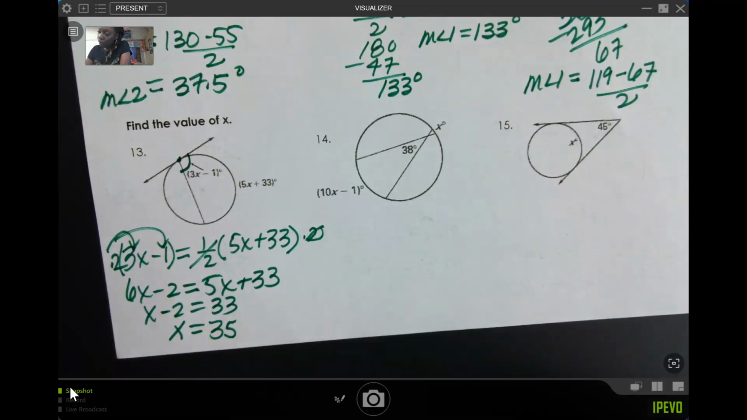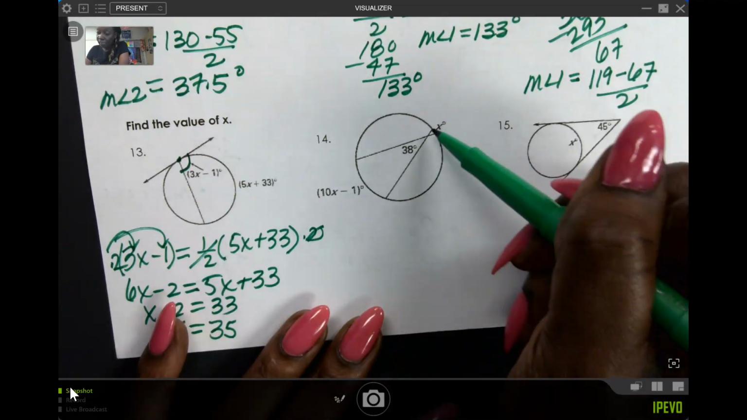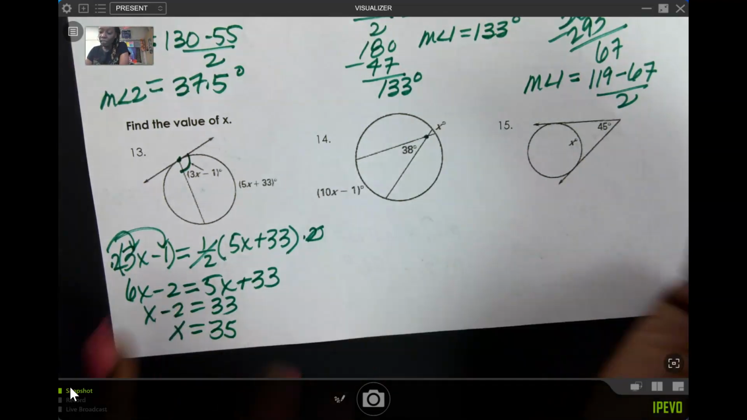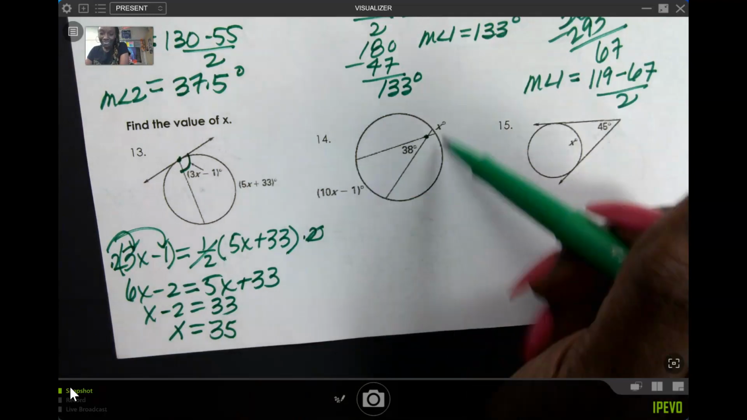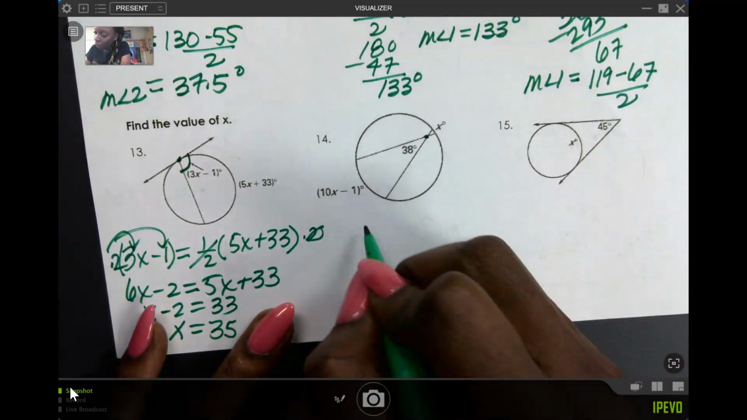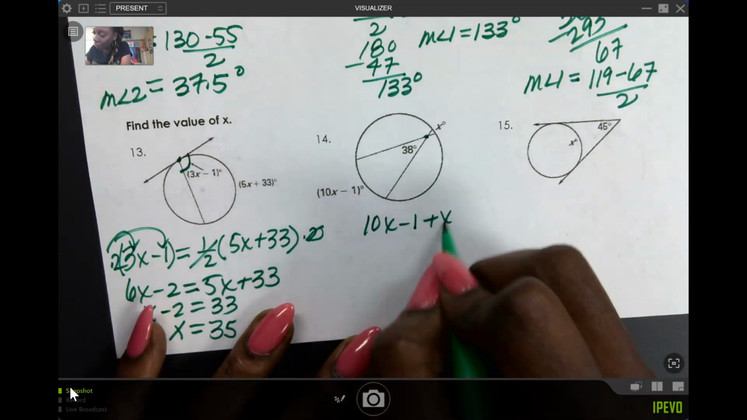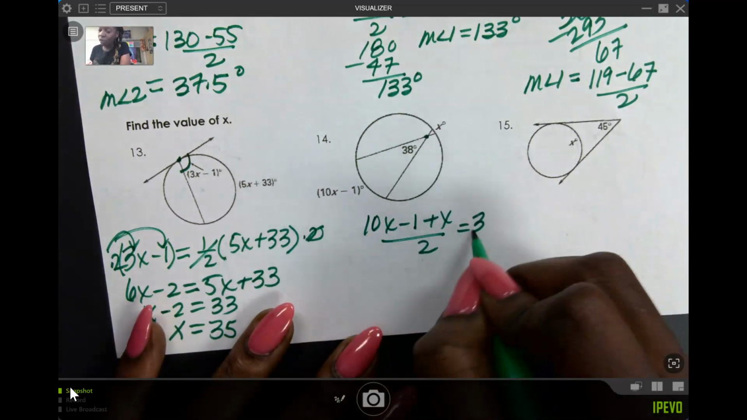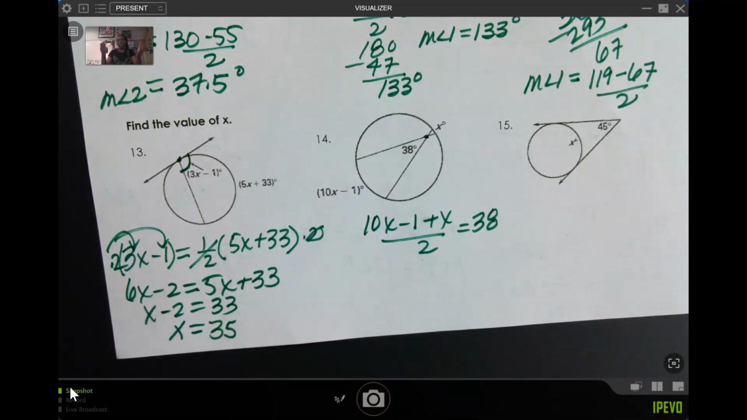All right, next one. What do we have? These are chords and they're inside, so that means I average and add. I'm taking 10x minus 1 plus x, divided by 2, is what gave us 38. I take the two arcs that are intercepted, add them up, and divide by 2, and that gives me my angle amount.